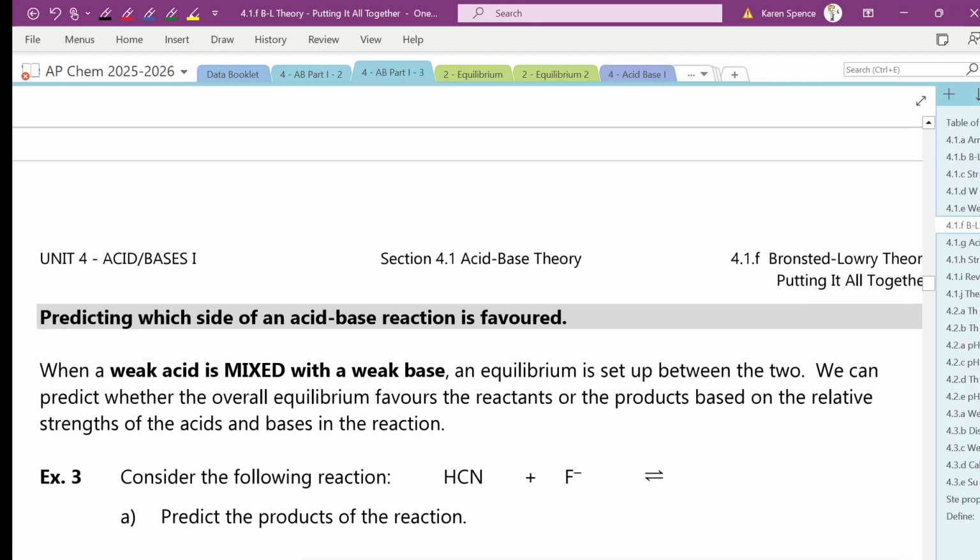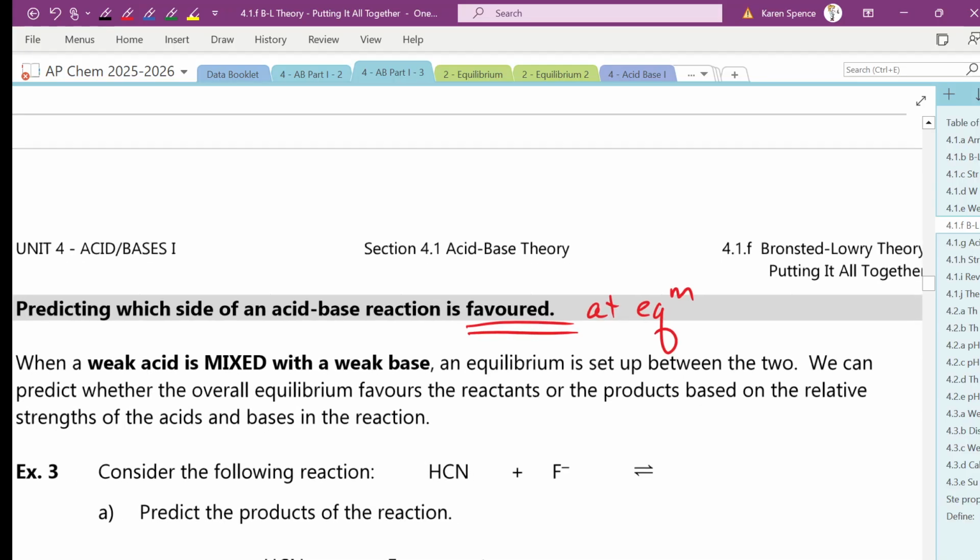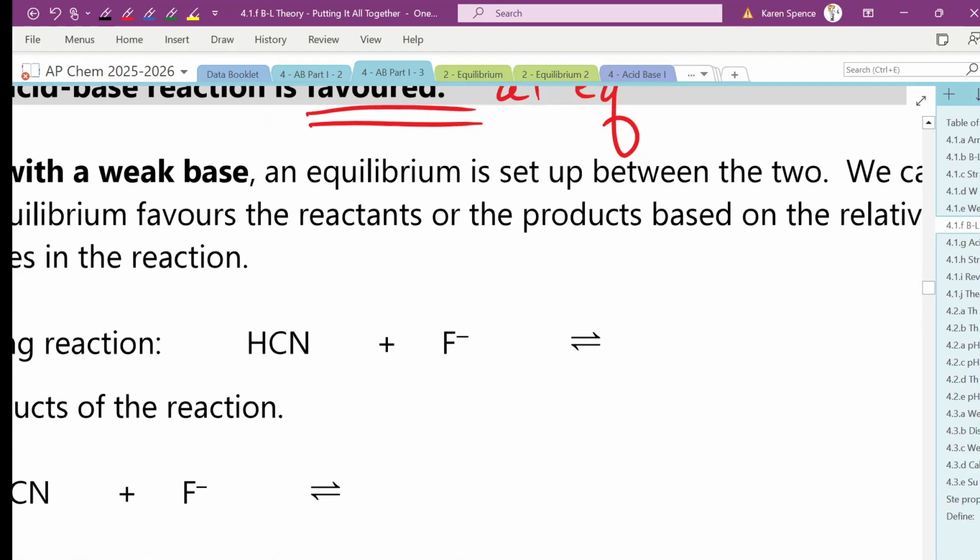Now, the next thing we're going to do is predict which side of an acid-base reaction is favored. Okay, so do we have more product or do we have more reactant when the system is at equilibrium? So let's say we take a weak acid, right? This is a weak acid. And we mix it with a weak base. Who will be our products?